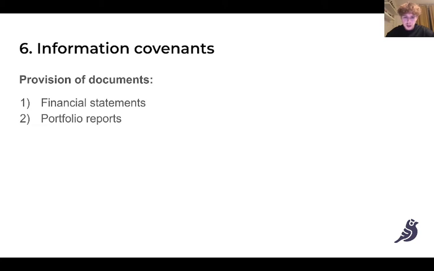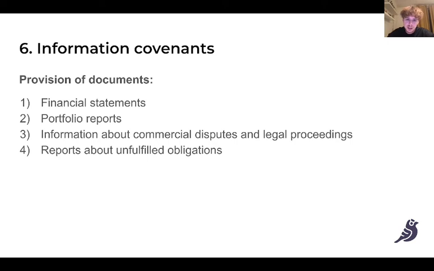As a rule, they are of the positive type, that is, when the borrower must perform certain actions. In particular, provide the lender with financial statements, including those that have passed an external audit. For example, portfolio reporting, so that the lender knows the portfolio indicators of the borrower that are of interest to him. This type of covenant also includes information about commercial disputes and legal proceedings, as well as information about any other unfulfilled obligation of the company taking out a loan from Goldfinch, which may serve as an indicator of well-being of the borrower.